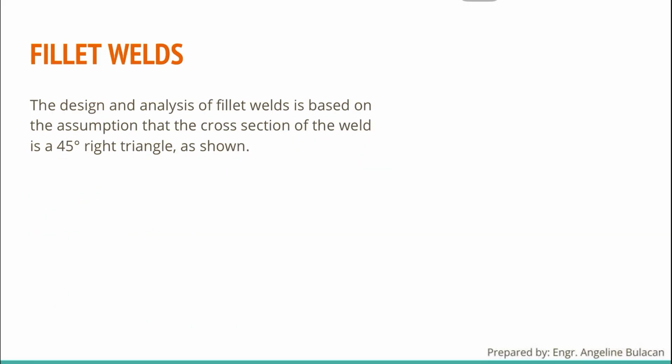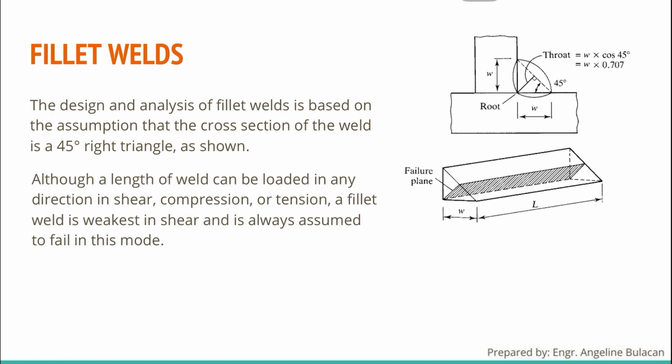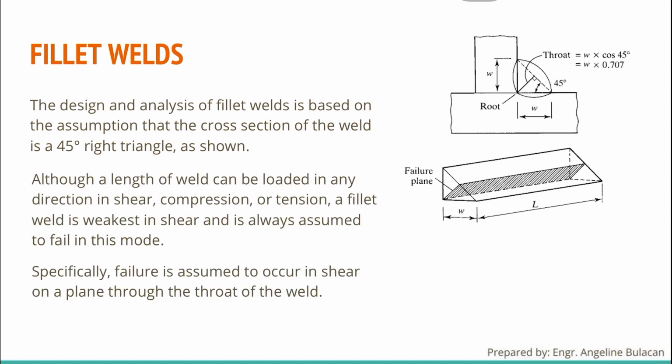So let's talk about fillet welds. These are among the most common types of welds and are often triangular in cross section. The design is based on a 45-degree right triangle, while fillet welds can resist various types of loads. They are weakest in shear, and failure is assumed to occur through the throat in shear.